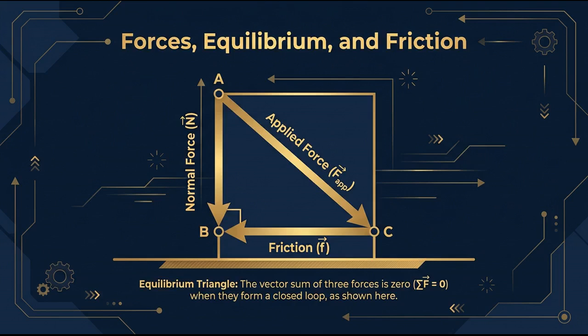When multiple forces act at a point, their resultant is found by adding their vector components. If two forces act at right angles, you can find the magnitude of their resultant by taking the square root of the sum of their squared magnitudes.